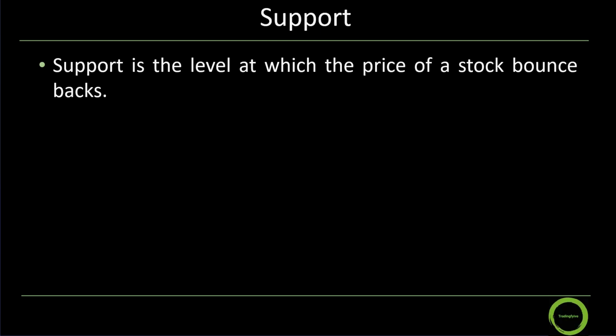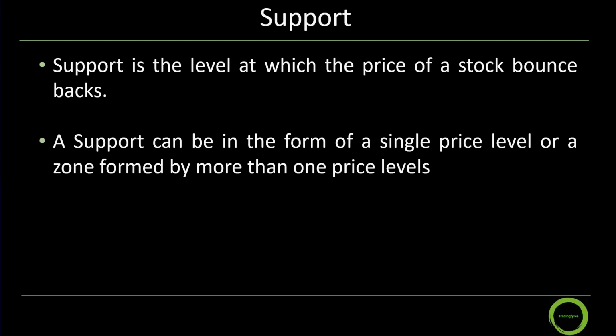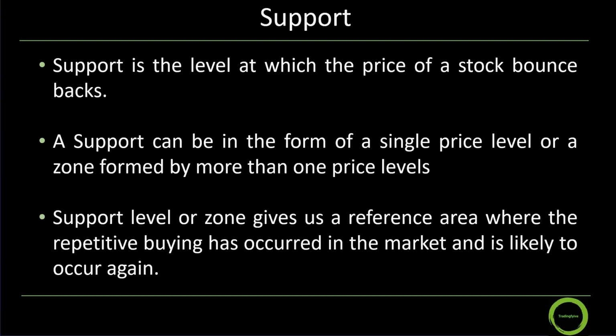Now based on the occurrence of support, there are a few forms of the support. Like a support can be in the form of a single price level or a zone which is formed by more than one price level. Now let's say a stock is continuously taking support at 100 rupees. Then the price level of 100 rupees can be said as support level. But when a stock is taking support in a range of around 90 to 100 rupees, then the range of rupees 90 and 100 is said as support zone. And we can simply say that support level or support zone gives us a reference area where the repetitive buying has occurred in the market and is likely to occur again.